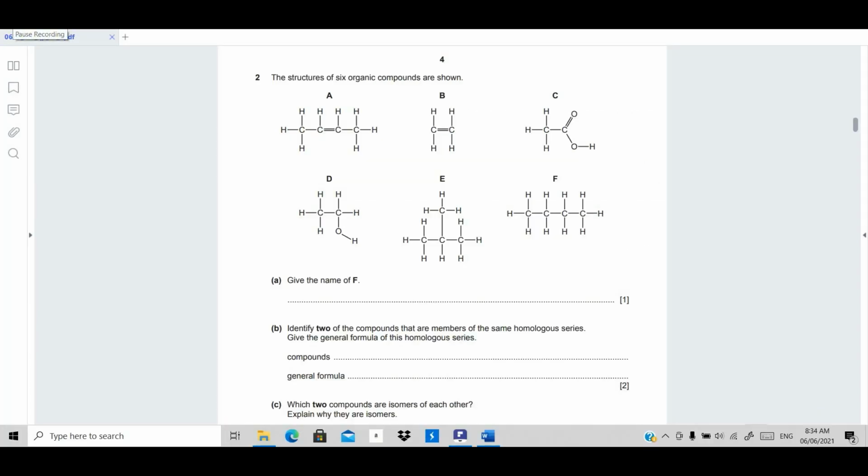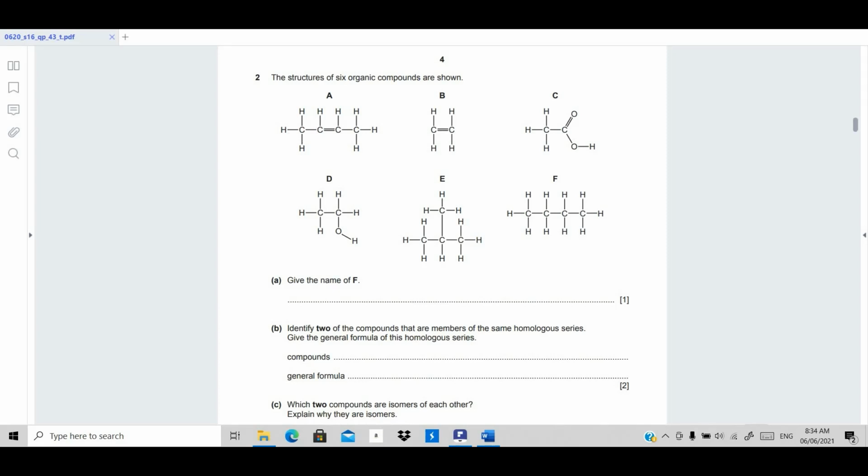Moving on to question number 2. The structures of 6 organic compounds are shown. Here we can see clearly all 6 structures of the organic compounds. The first part of the question states, give the name of compound F. So how will we name this compound?